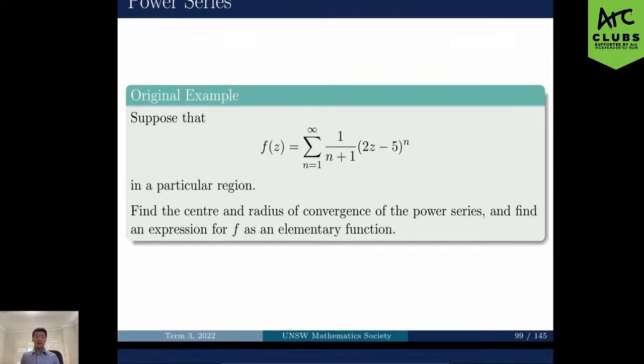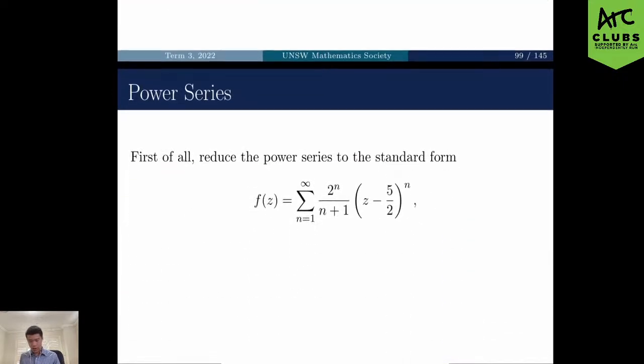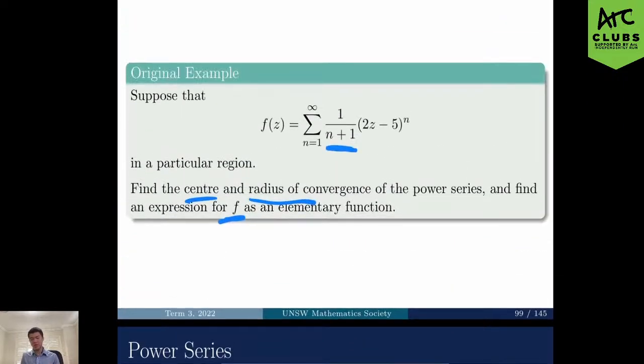Okay. This is another type of question, but they're all really common types of questions, so it's very useful to go through. In this case, we've got a very similar example where we want to find exactly the same kind of stuff, like center, radius of convergence, and then the expression for f. But the only difference is now instead of having an n outside, we've got a 1 divided by n plus 1. Before we do that, though, let's just reduce it to the standard form.